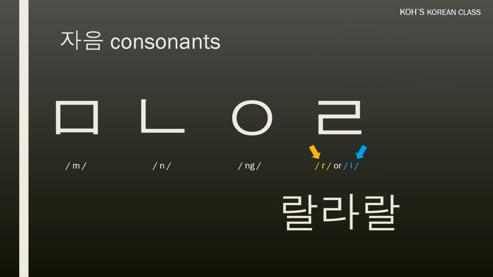Remember, 랄라랄. Here you can see all the rules at once. The bottoms are al, al, and the onsets are ra, ra. And this middle one comes right next to another twin, so it becomes the L sound. So, 랄라랄.